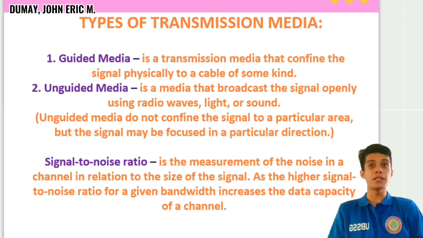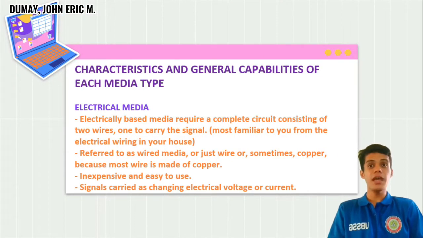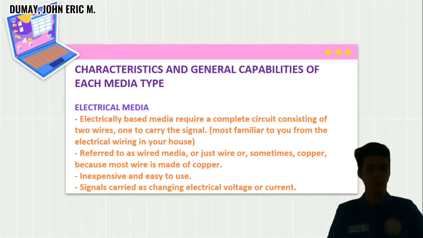As the signal-to-noise ratio for a given bandwidth gets higher, the data capacity of the channel increases. So there are the characteristics and general capabilities of each media type. The first one is the electrical media. Electrically based media require a complete circuit consisting of two wires, one to carry the signal, most familiar to you from the electrical wiring in your house. It is referred to as wire media, or just wire, or sometimes copper, because most wire is made out of copper. It is inexpensive and easy to use. Signal is carried as changing electrical voltage or current.